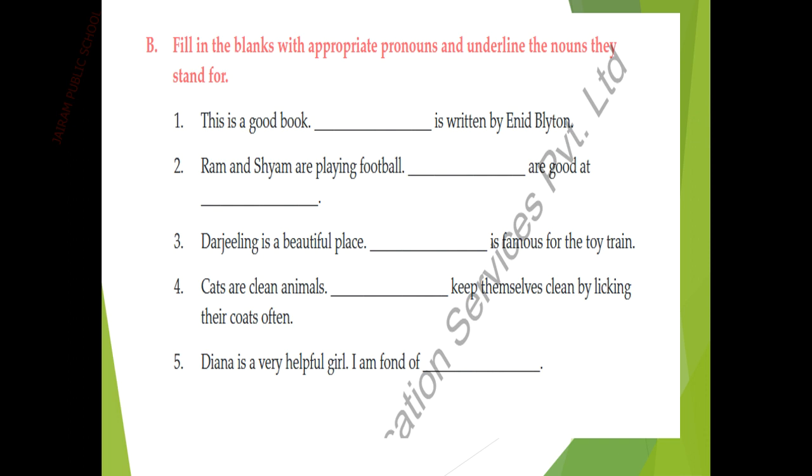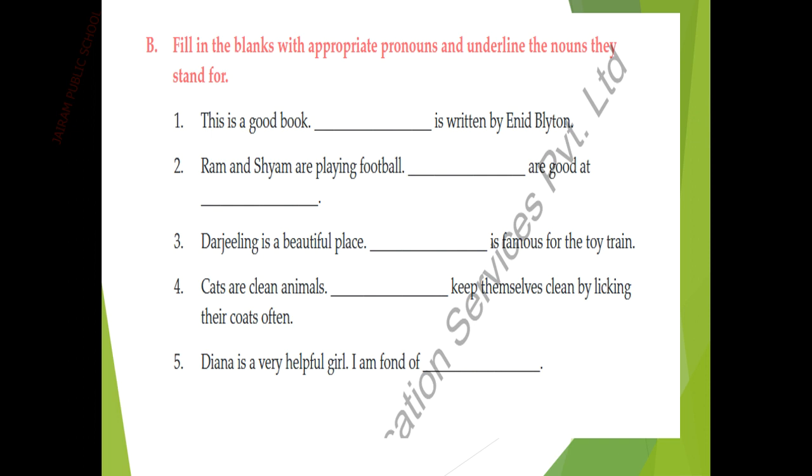Number 1. This is a good book. Dash is written by Enid Blyton. In the first sentence, a book is the name of a thing, which is called a noun. So instead of book, you should use the pronoun it. This is a good book. It is written by Enid Blyton.